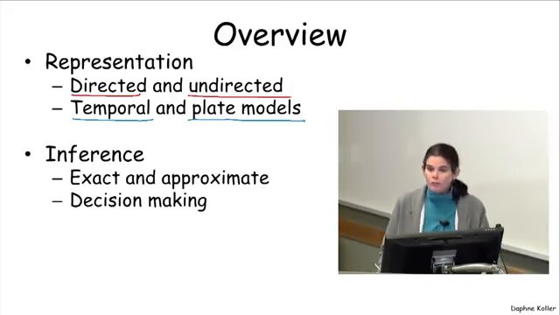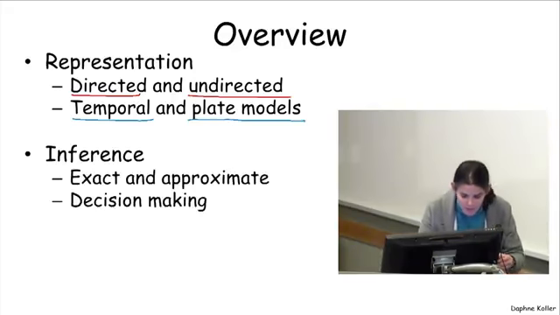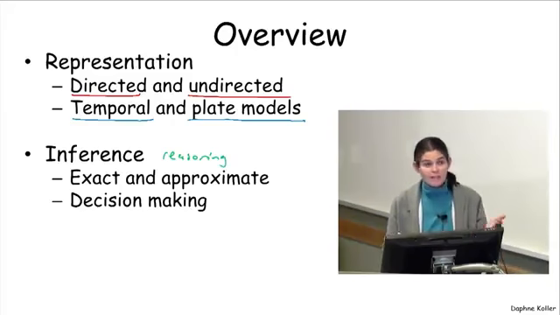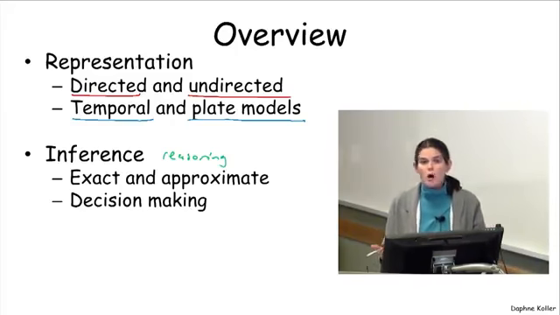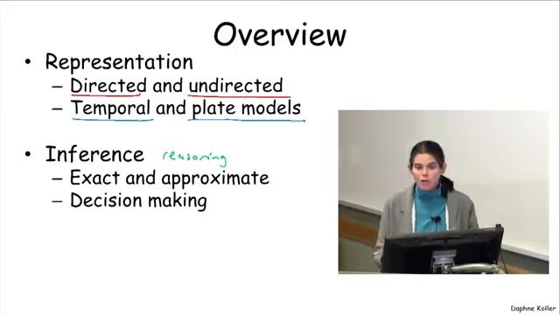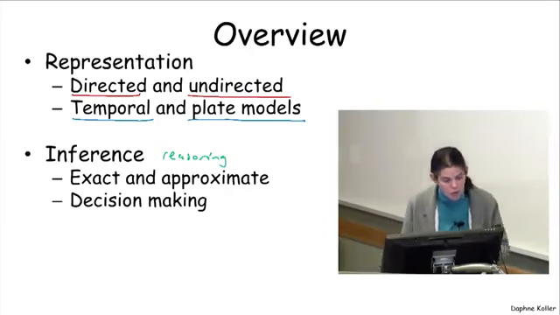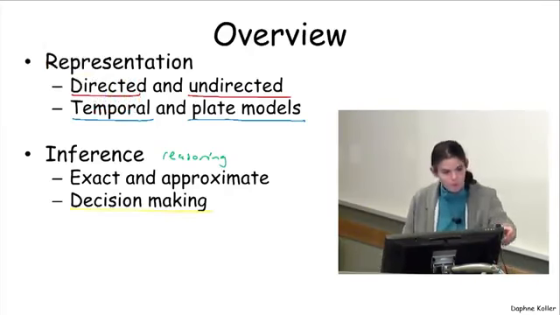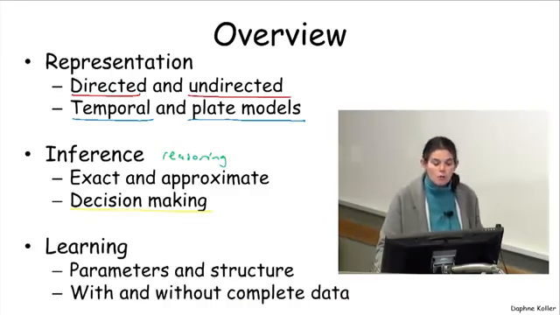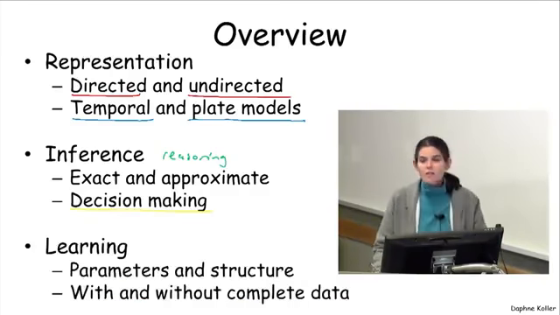We'll talk about inference or reasoning using these models, covering both exact reasoning, where exact probabilities are the output, as well as approximate methods that provide a different trade-off regarding accuracy and computation. And we'll also talk about how this class of models can be used for decision-making under uncertainty. And finally, we'll talk about how you might learn these models from historical statistical data.